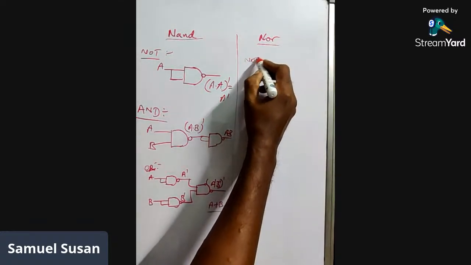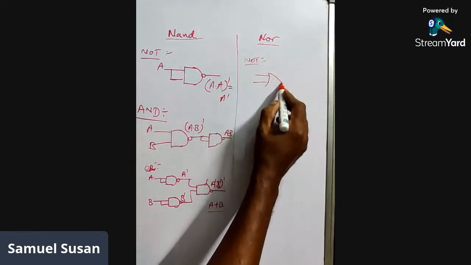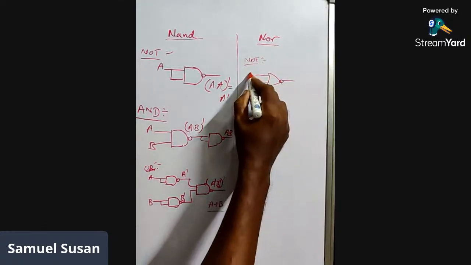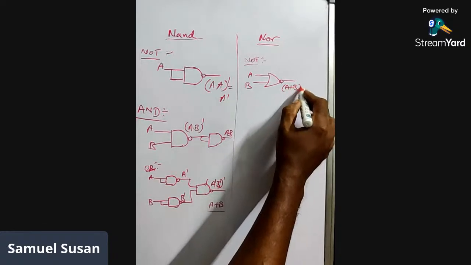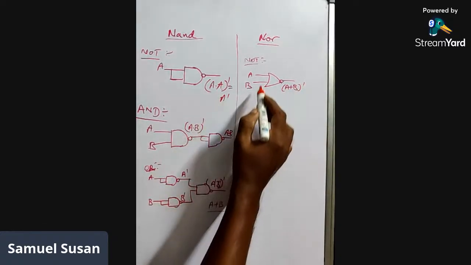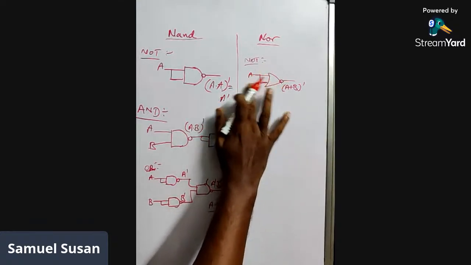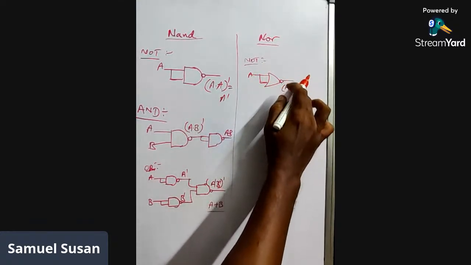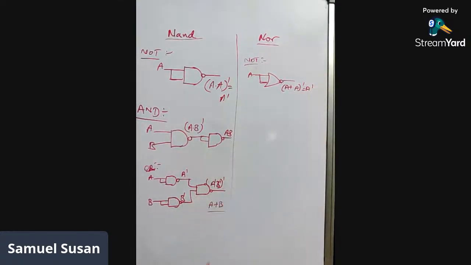Again, first we implement a NOT gate using a NOR gate. The NOR gate looks like this. When the inputs are A and B, the output will be (A plus B) whole dash. Using the same logic, if we give the same input to the NOR gate, that is A plus A, and A plus A is also A, this will give us A dash.